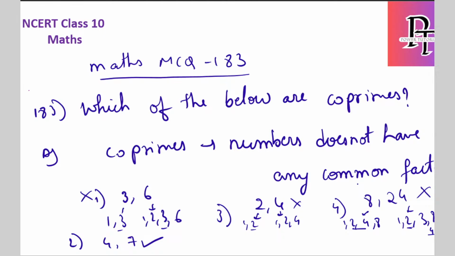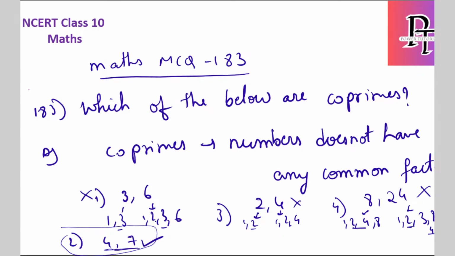So what are the coprimes? I just mentioned that coprimes are the numbers which do not have any common factor between them. Here 4 and 7 do not have any common factor. So in the below options, only 4, 7 are coprimes. Okay, let's see the next question.